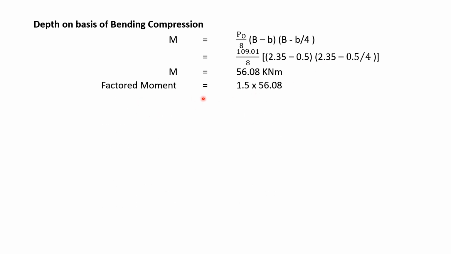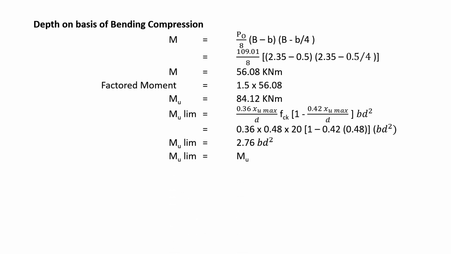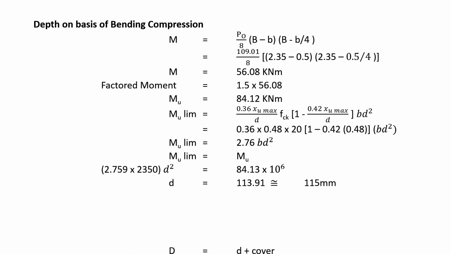The factored moment is obtained by multiplying the value with 1.5, that is 84.12 kN meter. And check for Mu limit. This formula is taken from the code book IS 456 2000. Mu is equal to 2.76 b d square. While comparing Mu limit and Mu, we will get the depth. Depth is equal to 115 mm. And the capital D is equal to small d plus effective cover, that is 115 plus 60 is equal to 175 mm.